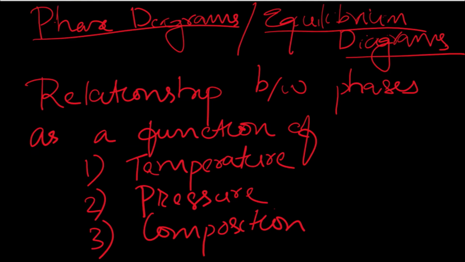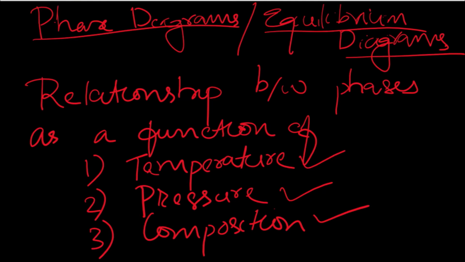So actually phase diagram or equilibrium diagram is a diagram. So what that diagram represents, it basically represents the relationship between phases as a function of temperature, pressure and composition. So we will see what exactly a phase is, because relationship is actually the mutual agreement, right? So relationship between phases, what is exactly a phase?